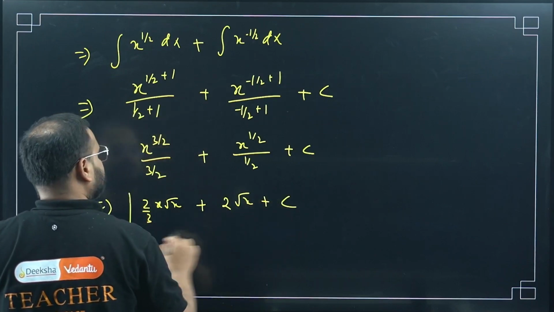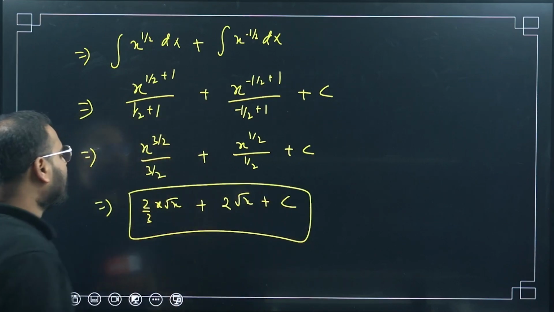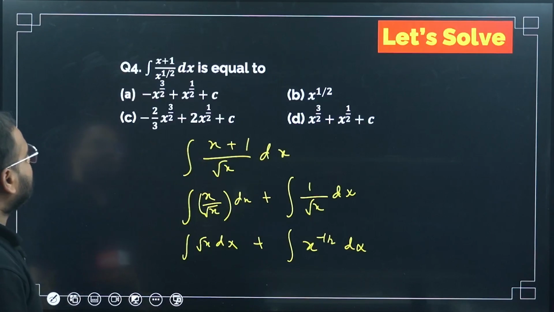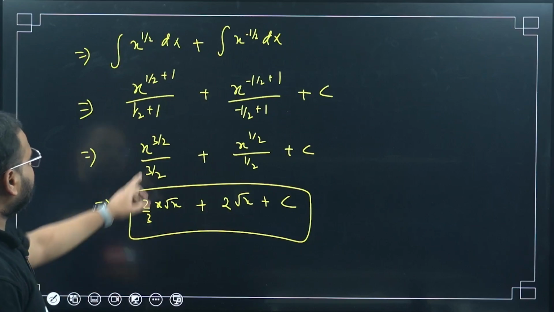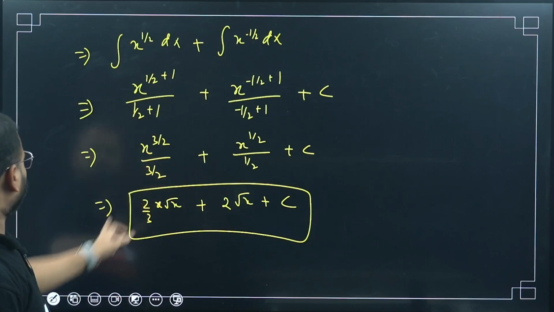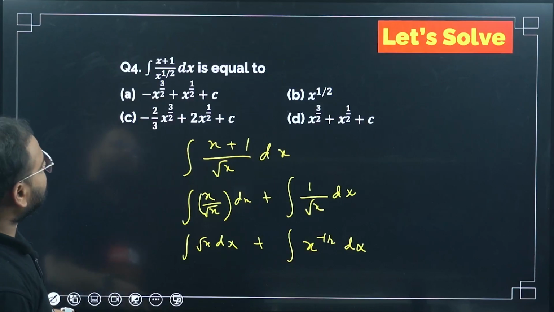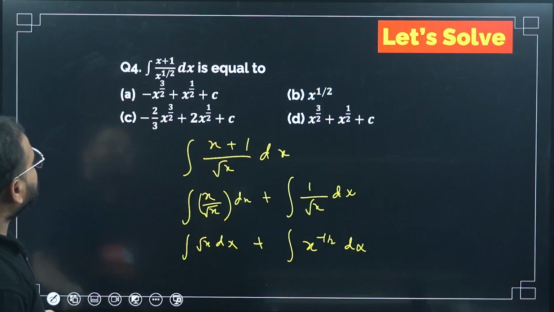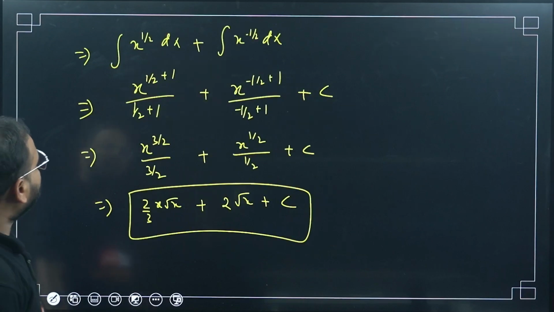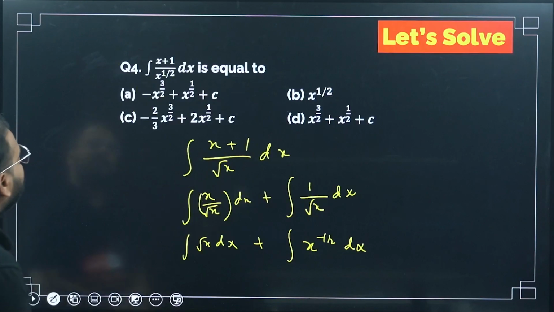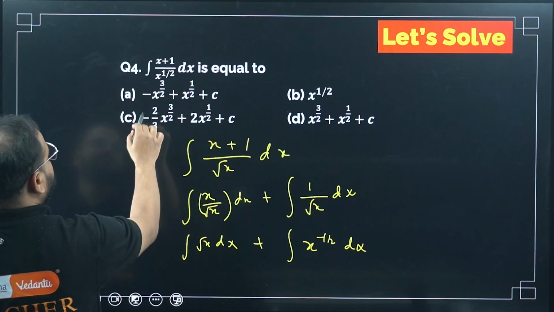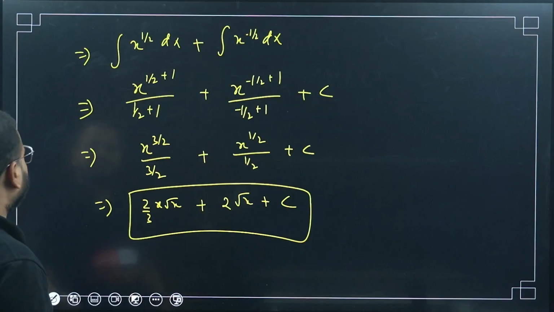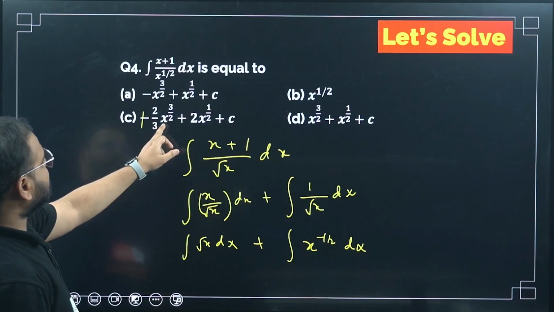My final answer. What's the final answer? 2 by 3 x root x plus 2 root x plus c. They've written it in the form of the same thing. So please check here, x power, this thing will be there. 2 by 3, all positive. Is it negative? This should be positive actually, not negative. Please check. It should be positive, okay?